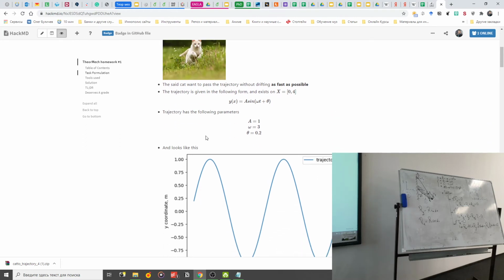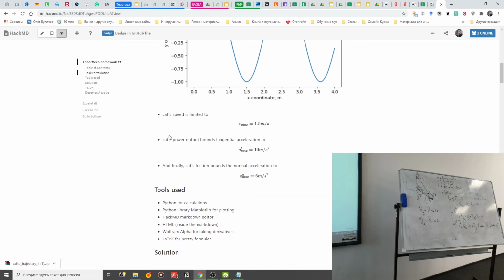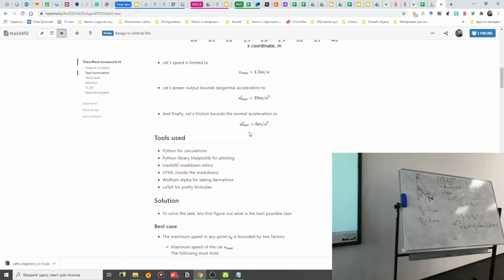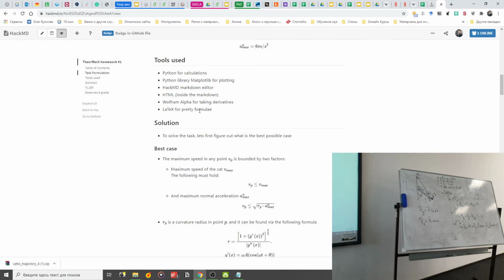Because, as you remember, you tried to reformulate it as an optimization task. I'm not reformulating anything, I solved it as I read it. Originally you try to reformulate it, because I provide the task in text and you can reformulate it in your terms. He explained that we have this equation satisfied by this trajectory. He presented a trajectory. The cat speed is limited to this. After this, I ask you to provide the tools you are using: Python, a markdown editor, HTML, a tool for taking derivatives, LaTeX for pretty formulae.